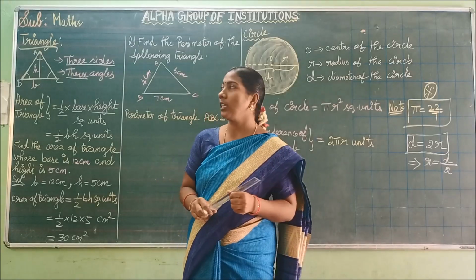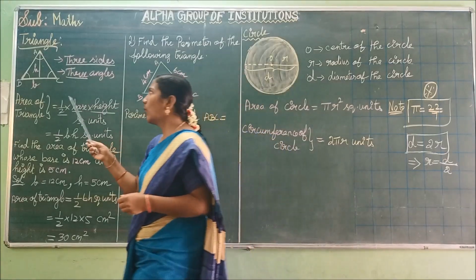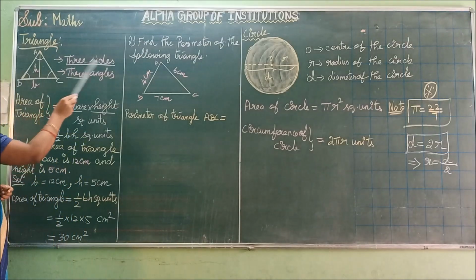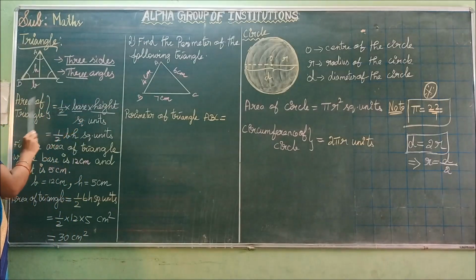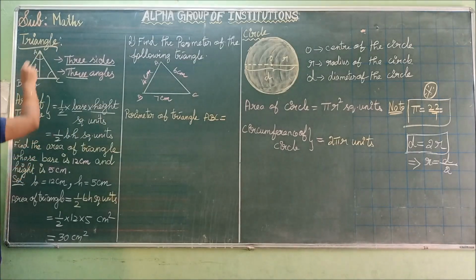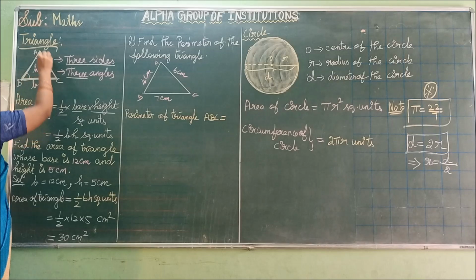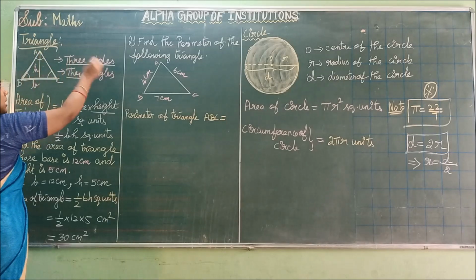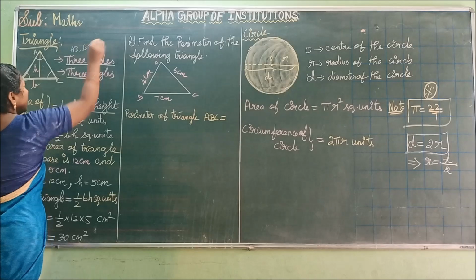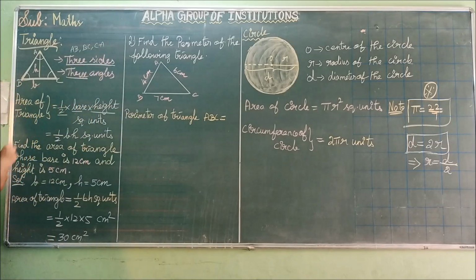Next we are going to see about triangle. Why are we calling this shape a triangle? Because it has 3 sides and 3 angles. We are naming this triangle as ABC. What are the 3 sides? AB, BC, CA. These are the 3 sides of this triangle.